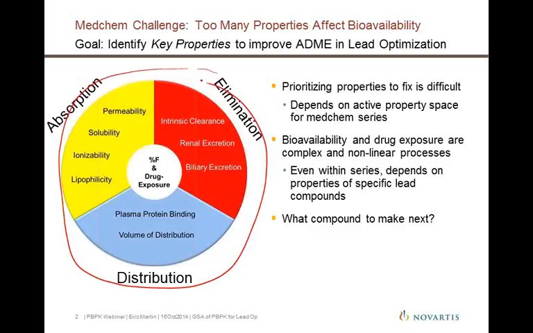But any multi-parameter optimization is a combinatorial problem, and the difficulty increases exponentially with the number of different properties that have to be addressed. Therefore, it would be really helpful to the medicinal chemists if we could point out 2 or maybe 3 properties that were the most important ones driving bioavailability for their particular medchem series, and in fact even for particular lead compounds that they might be interested in within their medchem series. And so the real question we're trying to help them answer is what compound to make next.